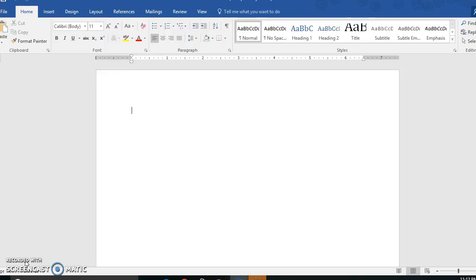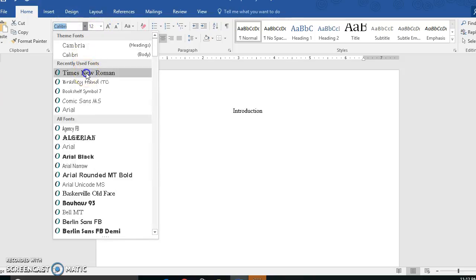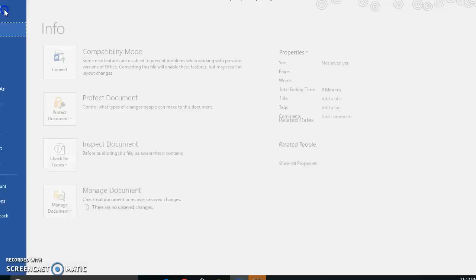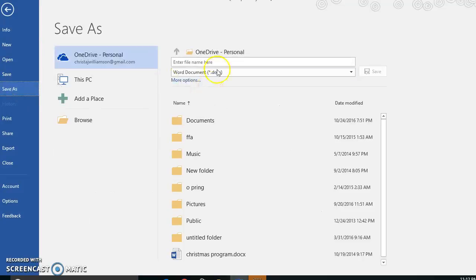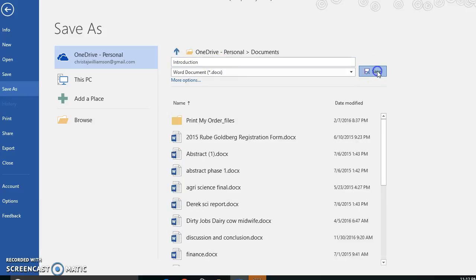Once you have that title page done, then you can move on to the next section of your paper, which is the introduction. So once again, we're going to make sure that our paper is set up correctly with the correct font size and the correct Times New Roman font. We're going to make sure that we hit File, Save As, and save our introduction. And then we're going to start working on the introduction.